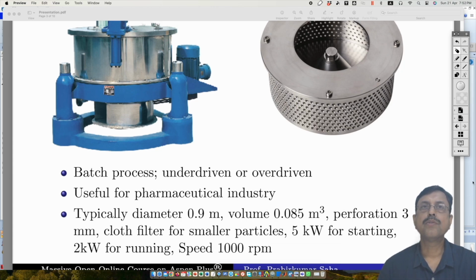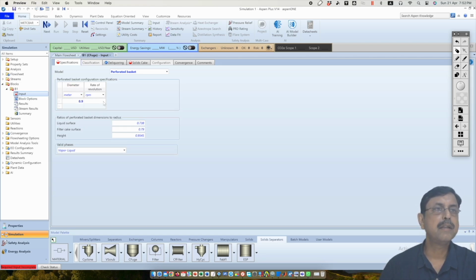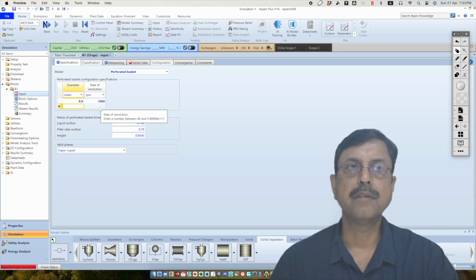Now let us go back to the simulation window. Here you can see the perforated basket configuration. You have to give the diameter, rate of revolution. So if you write 0.9 meter diameter and 1000 RPM, okay, so these two things you have to provide. Now we may find there is an option for giving extra information about diameter and rate of revolution.